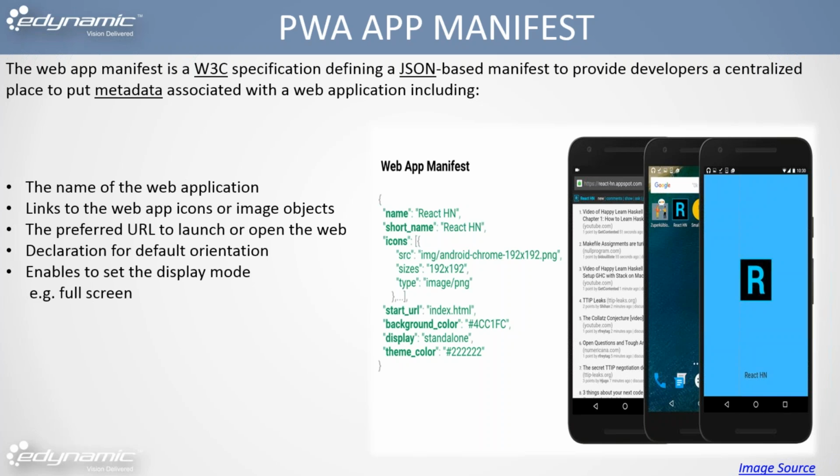The app manifest is also the one wherein you configure how your add to home screen button would look, what the URL would be showing, and what is the action that would be taken when the person clicks on the add to home screen button.